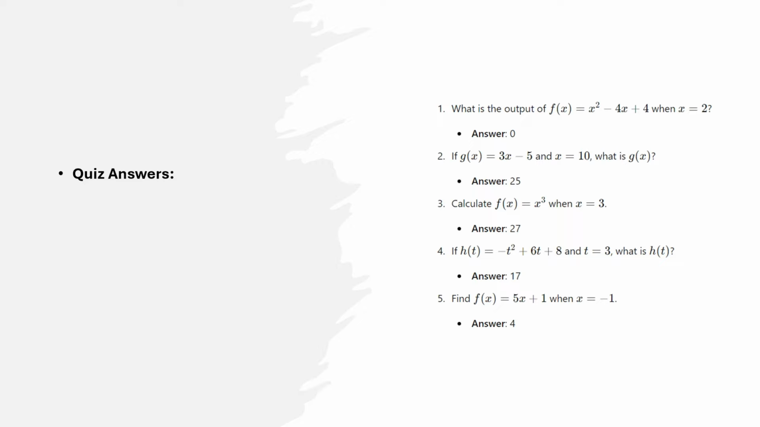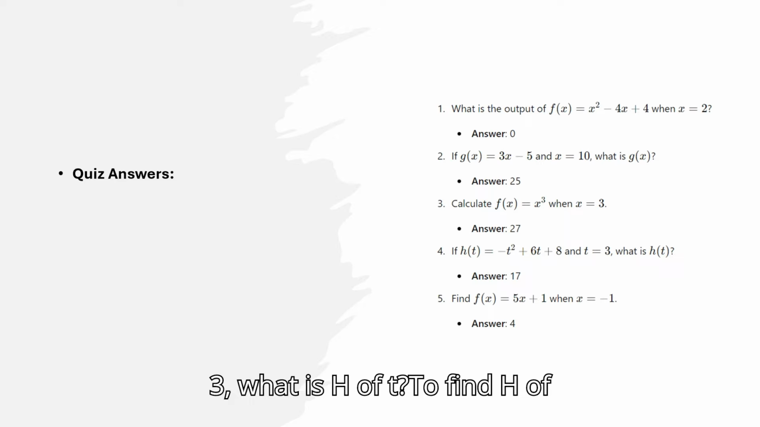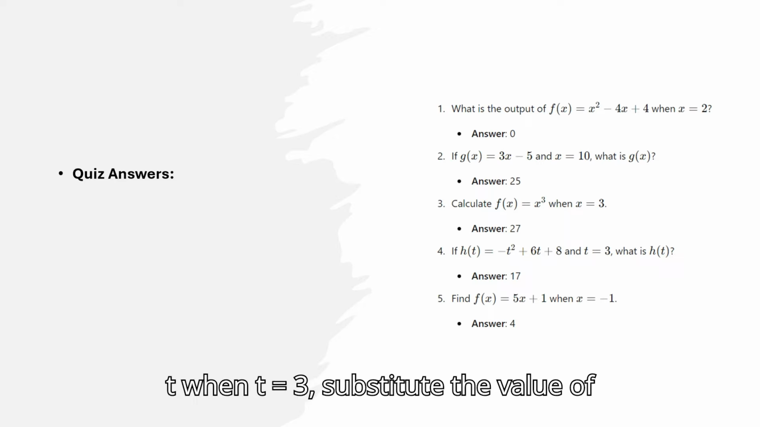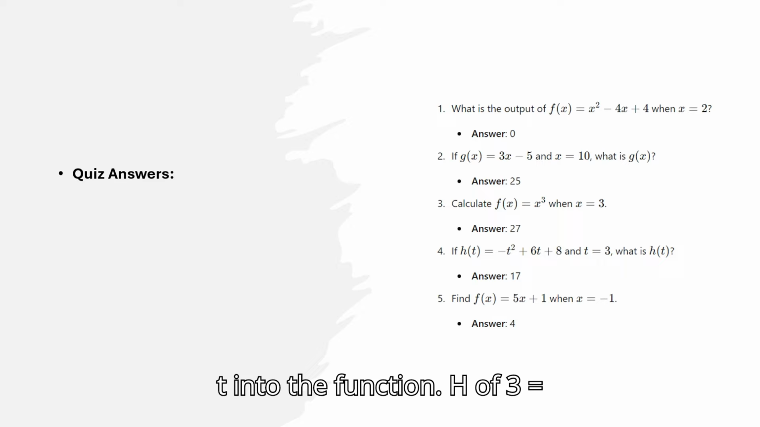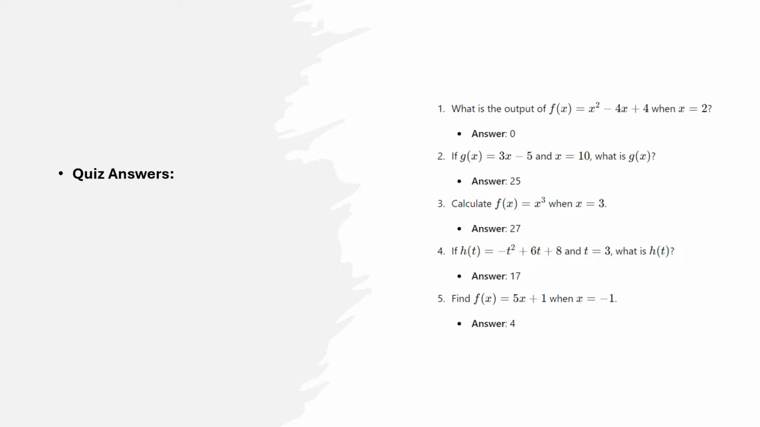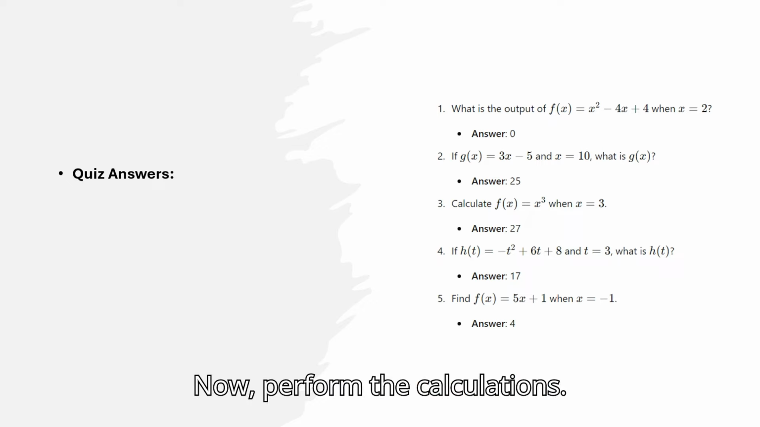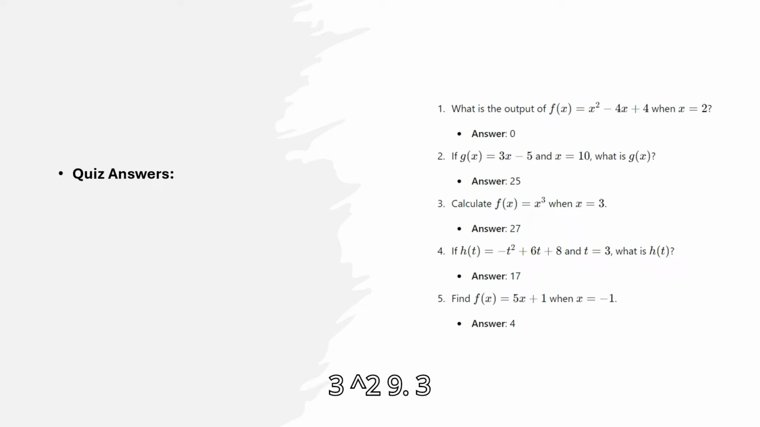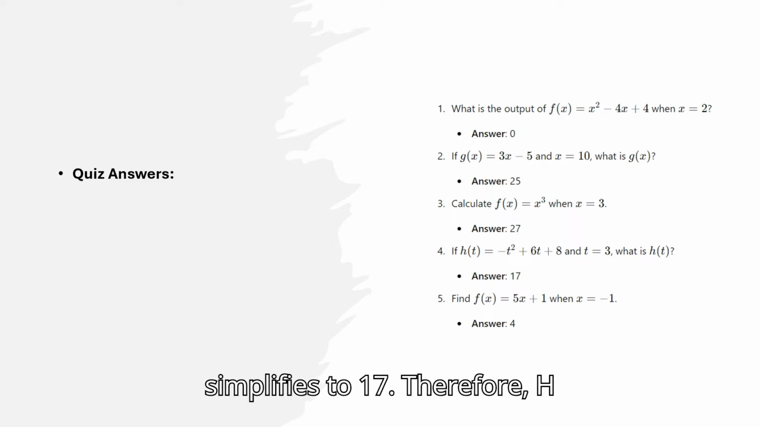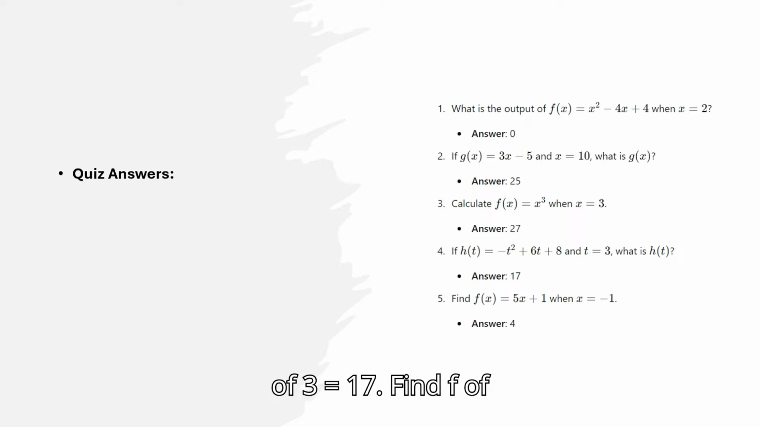If h of t equals negative t squared plus 6t plus 8 and t equals 3, what is h of t? To find h of t when t equals 3, substitute the value of t into the function. H of 3 equals negative 3 squared plus 6 times 3 plus 8. Now, perform the calculations. 3 squared equals 9. Negative 3 squared equals negative 9. Next, 6 times 3 equals 18. Now, add the terms. Negative 9 plus 18 plus 8. This simplifies to 17. Therefore, h of 3 equals 17.